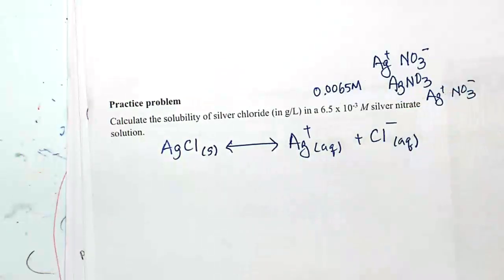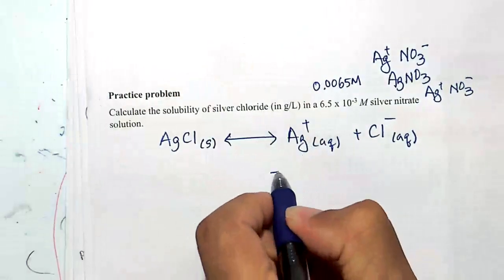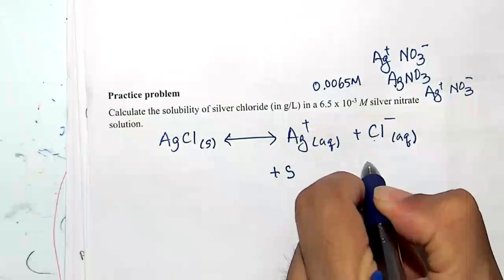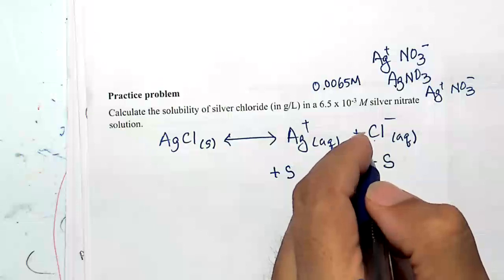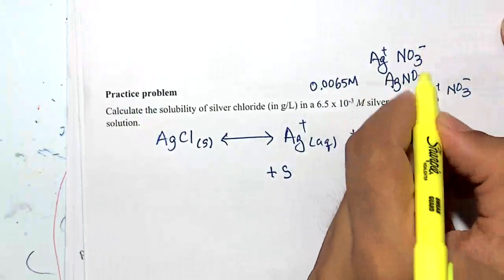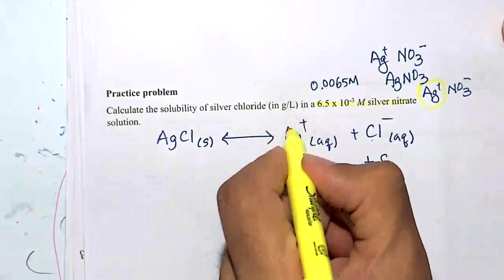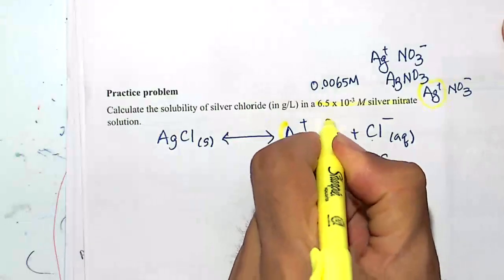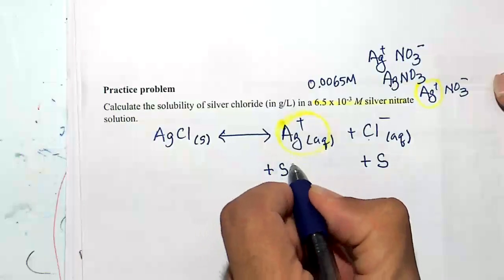So we have a common ion here. What is our common ion? Some of this will go back. We'll call this plus S, and we'll call this chloride ion plus S. But there's another source of Ag+. What is that other source of Ag+? It's from this. So we're going to call Ag+ the common ion. So this becomes S plus 0.0065.